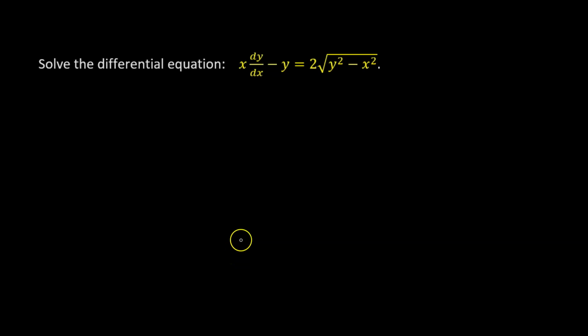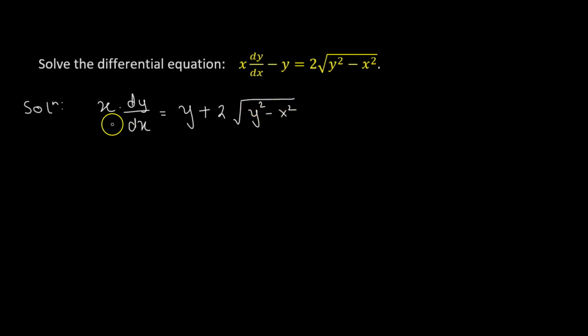Let's solve the following differential equation. We will first begin by rearranging the terms and rewriting the differential equation. We have x times dy over dx equals y plus 2 times square root of y squared minus x squared. Dividing each side by x, we have dy over dx equals y over x plus 2 times the square root of y squared minus x squared, divided by x.